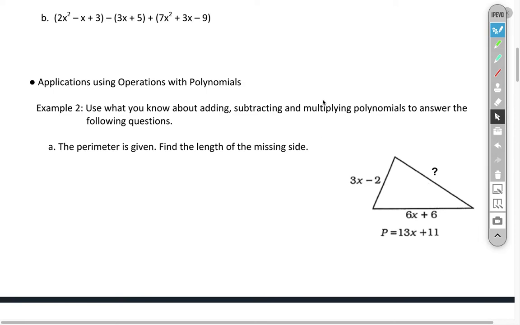All right. So now, applications using operations with polynomials. Use what you know about adding, subtracting, and multiplying polynomials to answer the following question. So the perimeter is given. Find the length of the missing side. So this is where the subtraction comes into play.